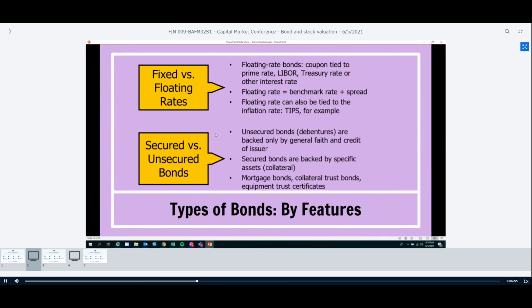So we have fixed versus floating rates and secured versus unsecured bonds. Let's talk about this. Floating rate bonds have a coupon tied to the prime rate or LIBOR, treasury rate, or other interest rate. So floating rate, we have a benchmark rate plus spread, and floating rate can also be tied to the inflation rate. So basically, class, fixed versus floating rates. Fixed is what is stated in our bond document, that's it.